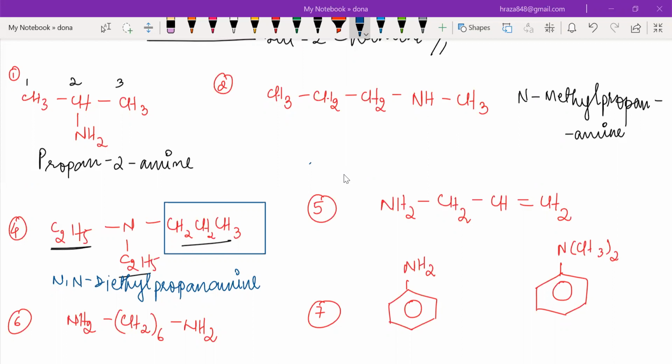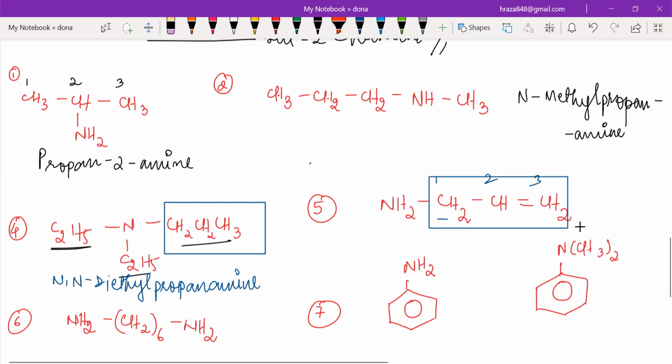So the fifth one, is it propan-1-en-amine? From where did you do the numbering? Here, left or right? Left to right. That means you did this numbering 1, 2, 3. Yes. This is your parent chain, right? Mm-hmm. This is your parent chain.